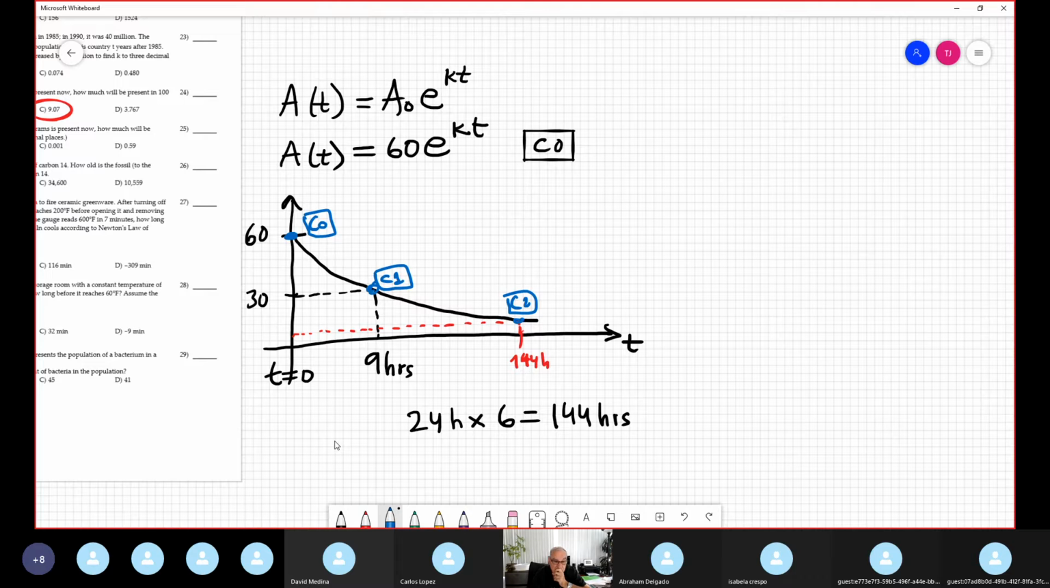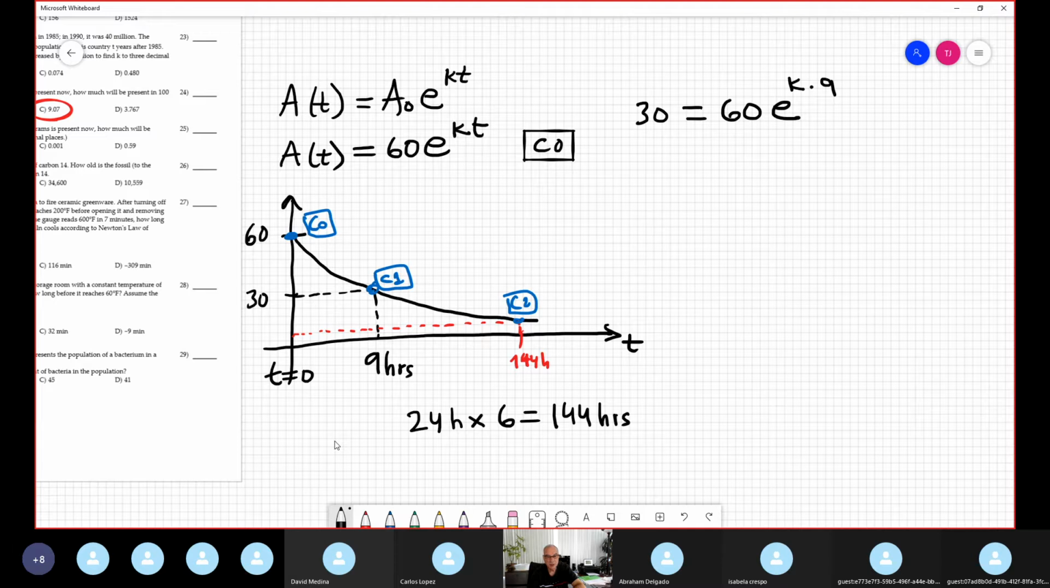The amount of substance in condition 1 is 30. 30 equals 60 e to the k times 9. So for k, 30 divided by 60 is 1/2 again. And it's always 1/2 because it's the half-life. Now apply logarithm on both sides, logarithm of 1/2 divided by 9 is k. I don't want to repeat this. It's clear, right?